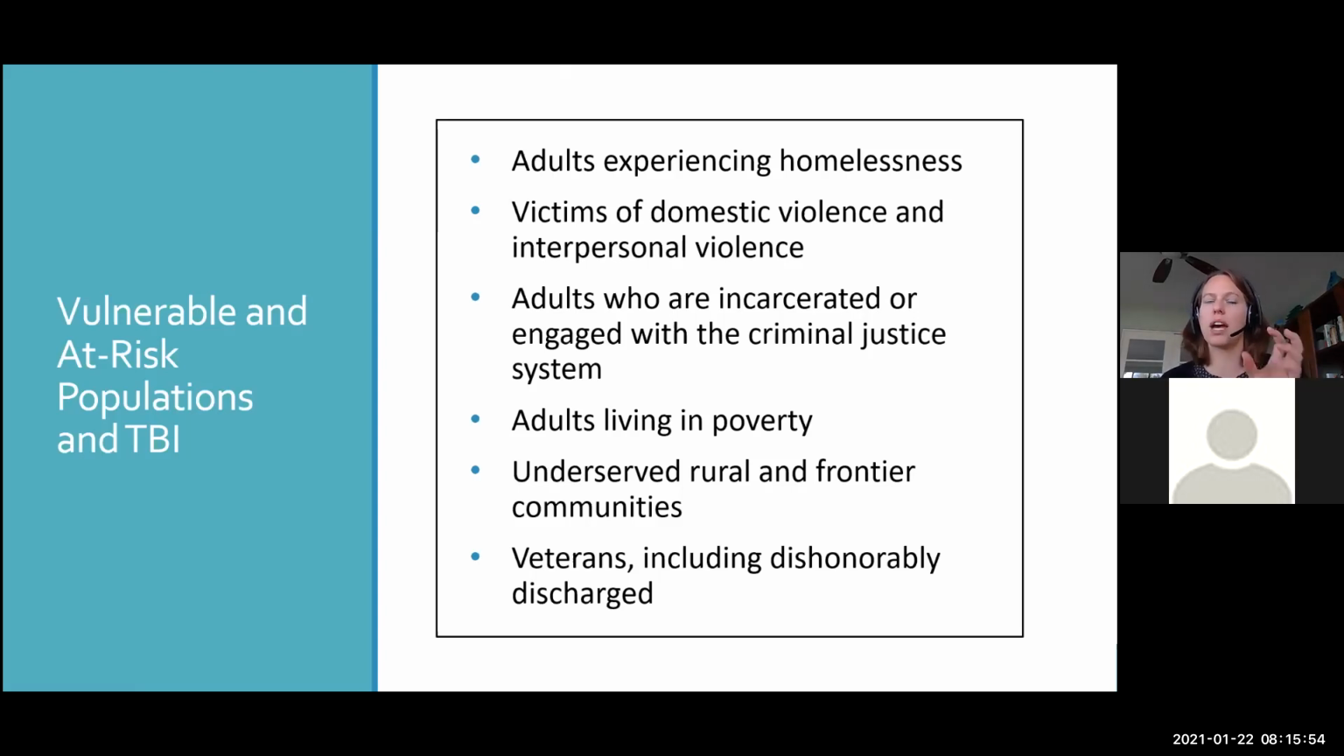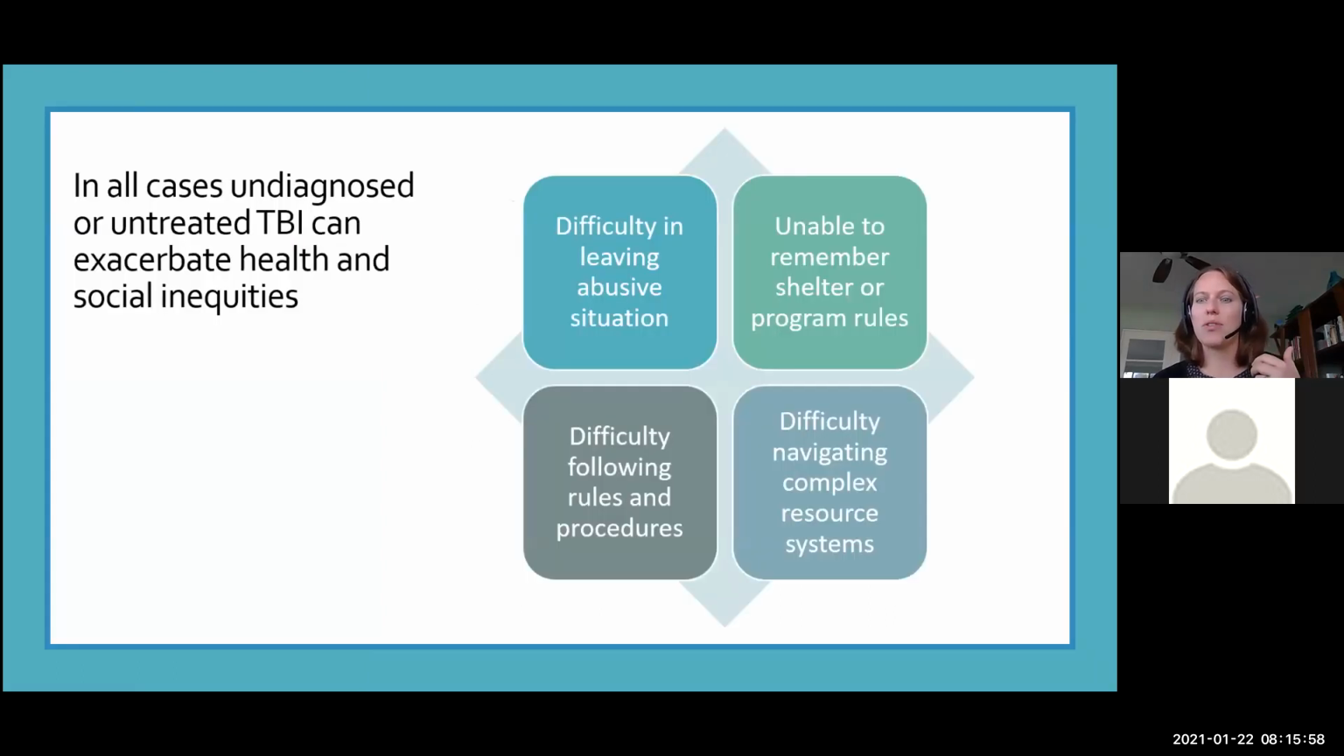So these are the groups that are more at risk for having a TBI, but less likely for that TBI to be diagnosed. And so in all of these cases, right, there's significant impacts that happen if we don't know that there's a history of TBI or the TBI hasn't been treated. It is very difficult for people to leave an abusive situation. Being able to remember shelter or program rules, like showing up at certain times, this is when certain activities happen, you have to check in at this point.